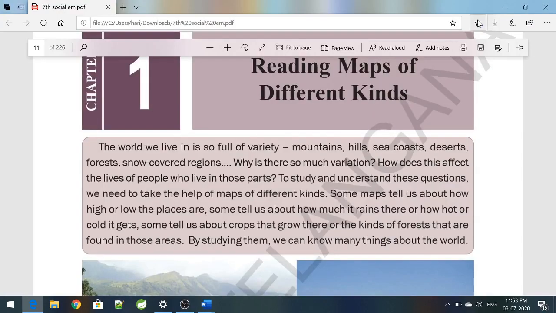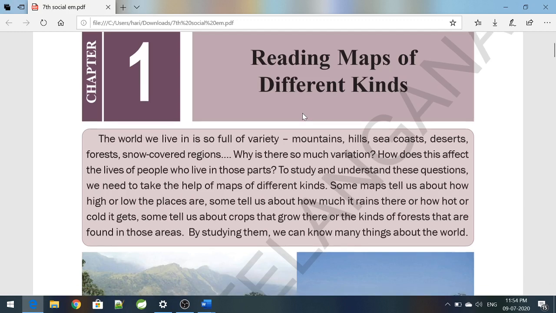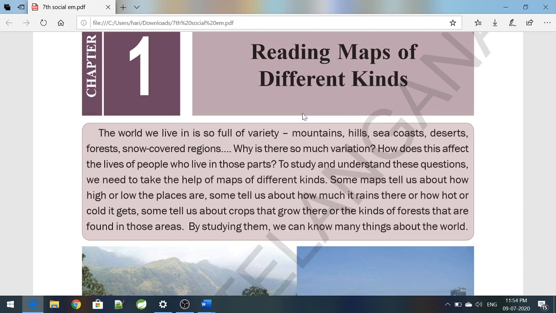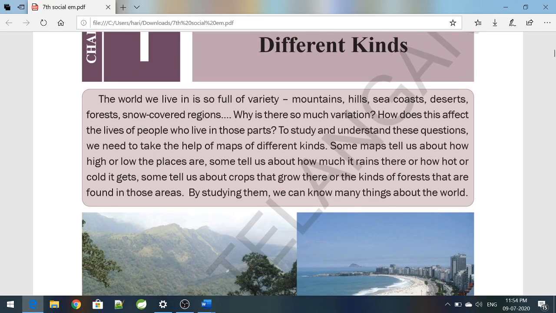Hello everyone. This is chapter 1 of 7th class, reading maps of different kinds. Here we will read about different kinds of maps. In the previous video of 6th class I told you how maps are used, and how many types of maps there are.